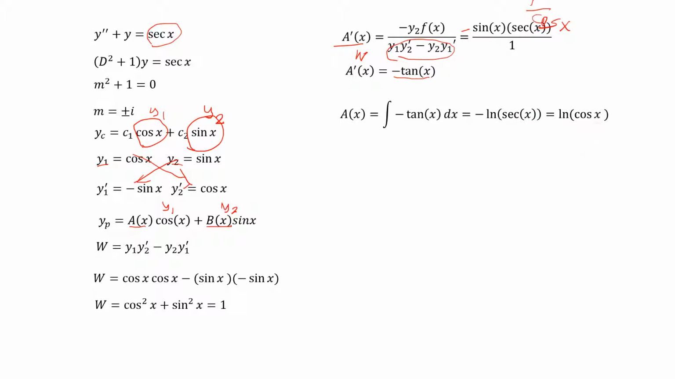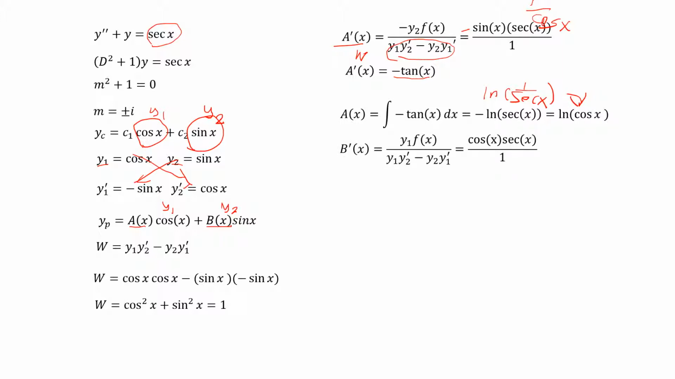And remember that this is the same as ln of 1 over secant x, and 1 over secant is the same as ln of cosine x.